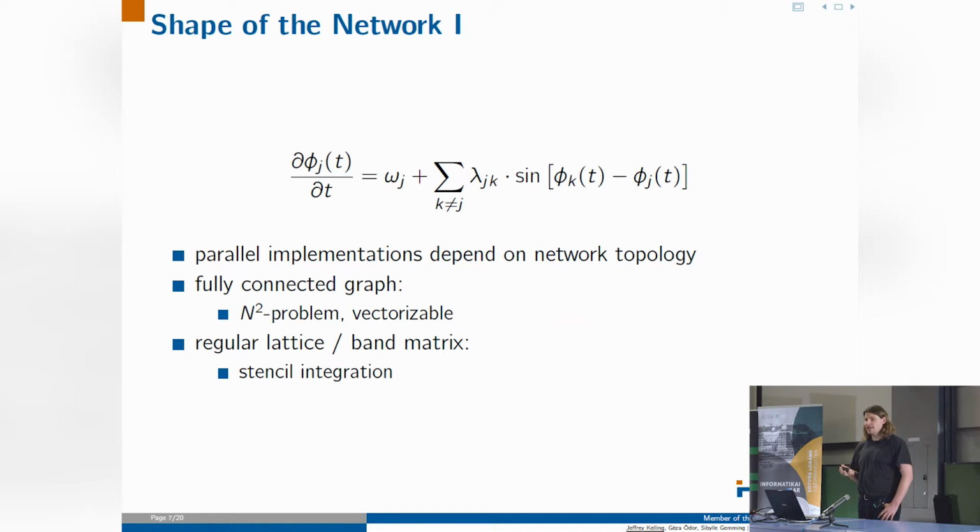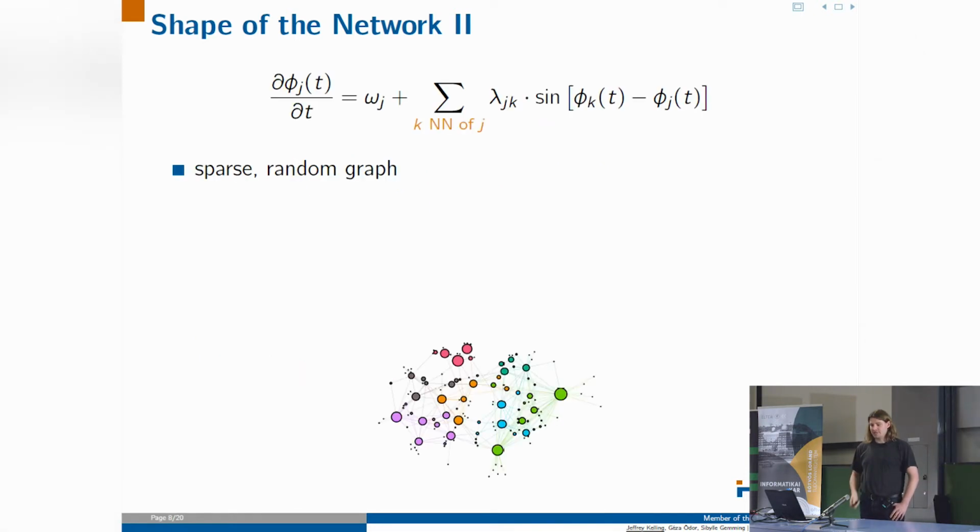Then you can have a regular lattice, which is equivalent to a band matrix, because the band matrix would be your adjacency matrix for your regular lattice, for example. In this case, you can do a stencil integration, and in both cases, you do not need to explicitly store the network topology. You might need to store weights connecting two nodes, but you know who is the neighbor of whom, because everyone is regularly neighbored or paired up. The thing we are looking at here are sparse random graphs. They become a bit more complicated.